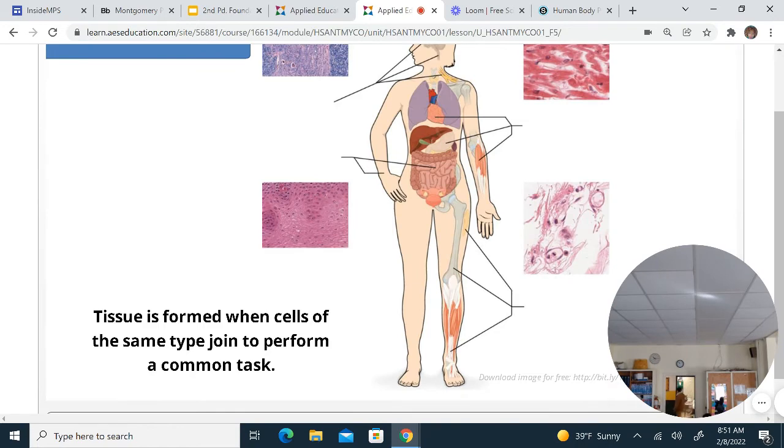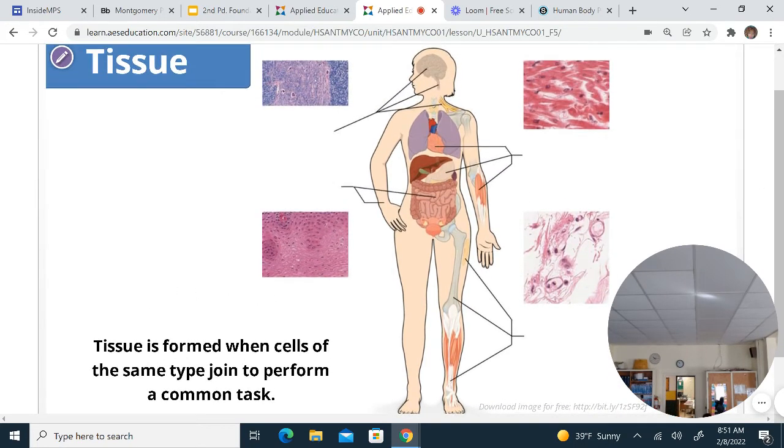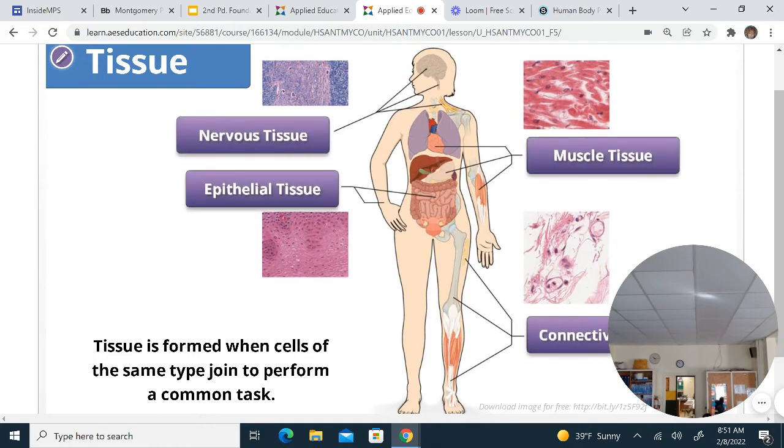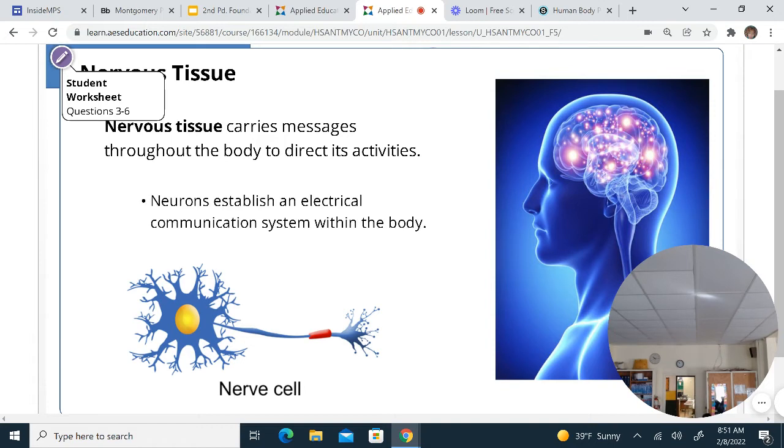Tissue is formed when cells of the same type join to perform a common task. There are 4 major groups of tissue. Click each group to view more information. So you have connective tissue, muscle, epithelial, and nervous tissue. Nervous tissue carries messages throughout the body to direct its activities. Neurons establish an electrical communication system within the body.